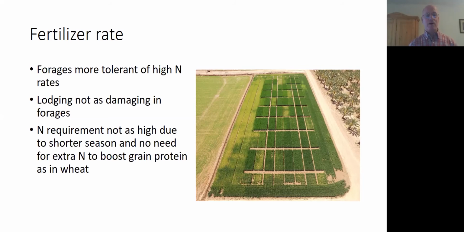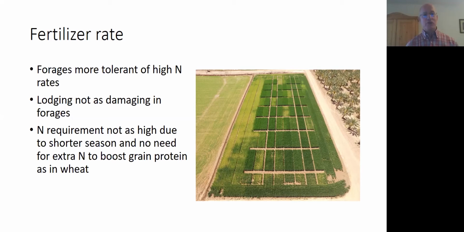You'll have a drop off at higher nitrogen rates that are excessive due to lodging and a shift of the grain to straw ratio at higher rates. In the case of forages, a shift in the grain to straw ratio is not as damaging to yield because you're looking at total yield, not just grain yield.